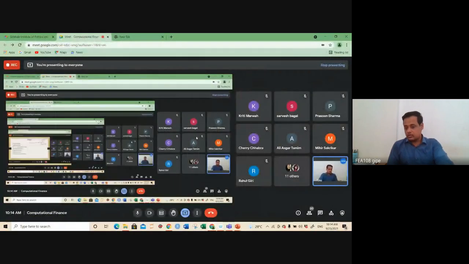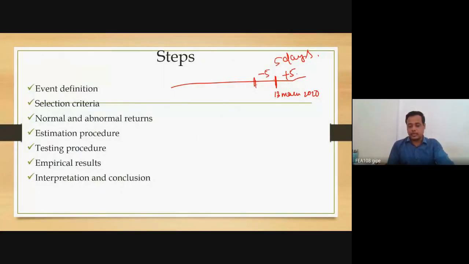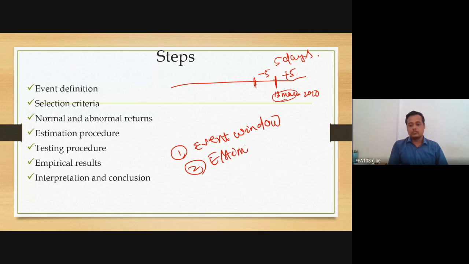So, am I audible to all of you? Yes, sir. So I'm going from minus 5 to plus 5 to measure the impact of the 13th March circuit breaker on my stock. It was a market-wide circuit breaker. Now I have to decide one is the event window, another is the estimation window. What is the requirement of the estimation window?